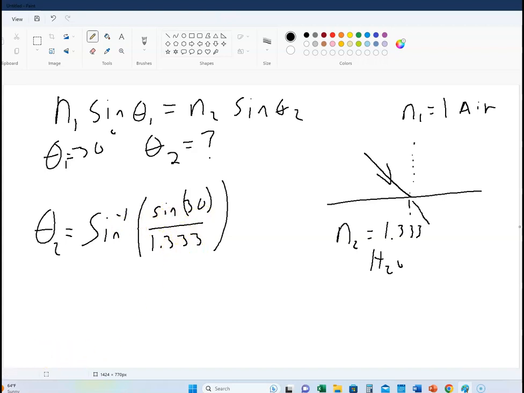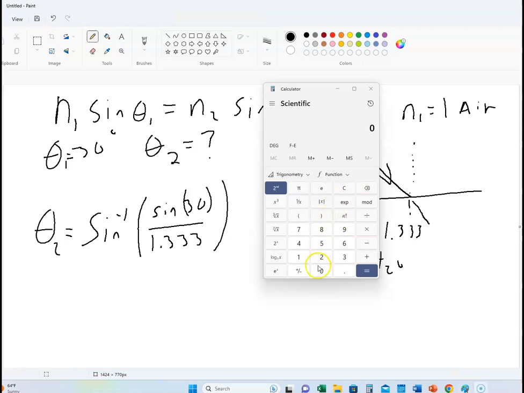All right, so let's do this in our calculator. The sine of 30 is 0.5. So 0.5 divided by 1.333 equals, and then you use the inverse sine on the calculator. So it's 22 degrees. That would be the answer: 22 degrees would be theta 2.